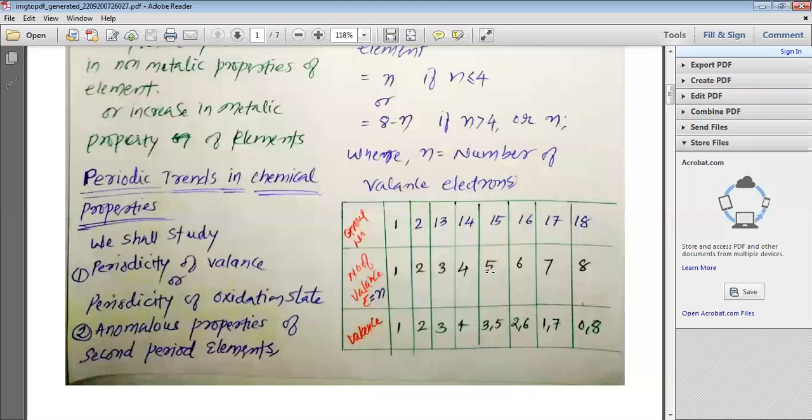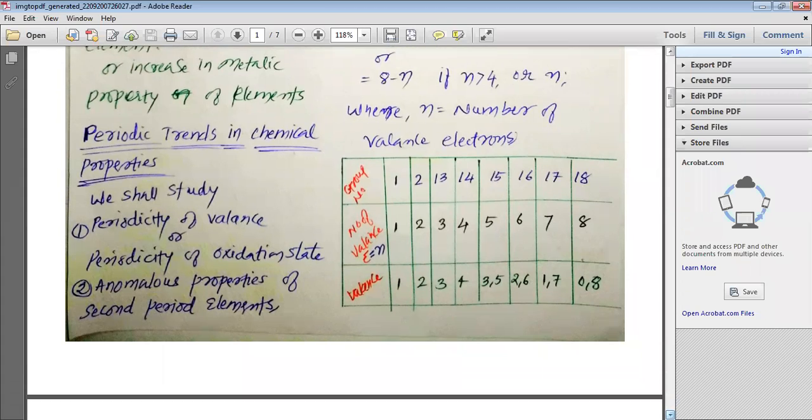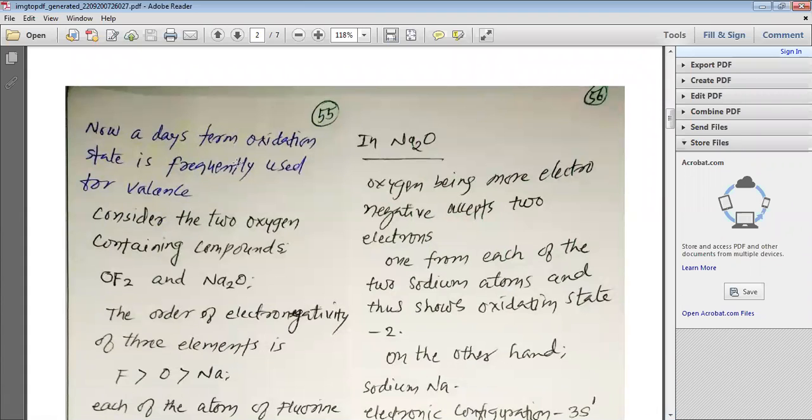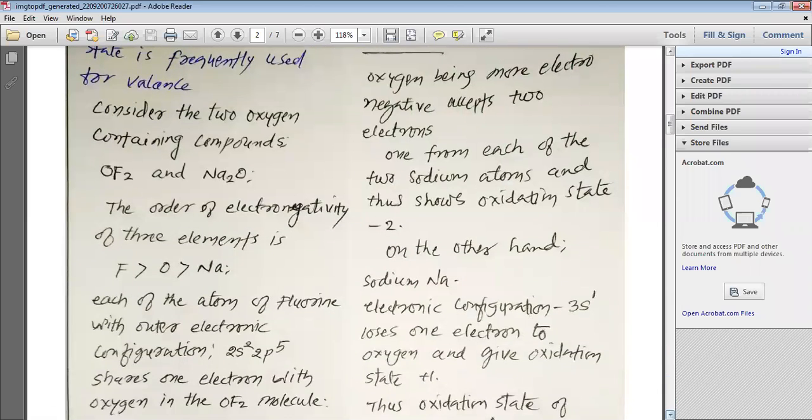If the number of valence electrons is 5, then the valency may be 3 or 5. If the number of valence electrons is 6, then the valency may be 2 or 6. If the valence electrons are 7, then the valency may be 1 or 7. If the valence electrons are 8, then the valency may be 0 or 8. Nowadays, the term oxidation state is frequently used for valence.